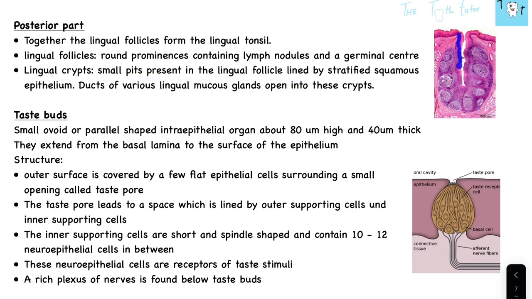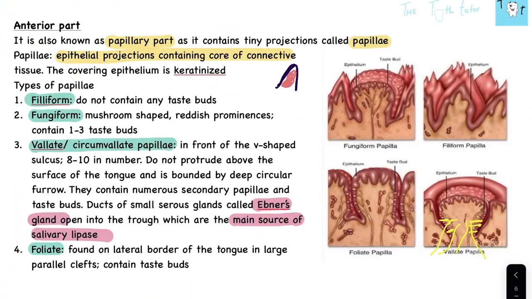This is lined by stratified squamous epithelium. So this epithelium is the stratified squamous epithelium, and ducts of various lingual mucous glands open into these crypts. So this is basically what the lingual tonsil is made up of and its structure. This is not very important. The main part was the anterior part.